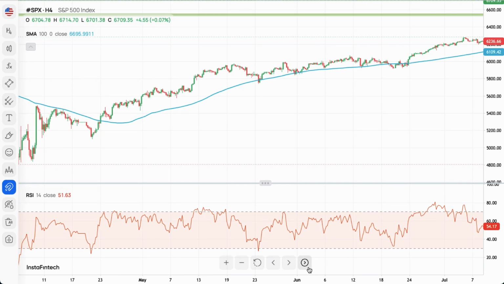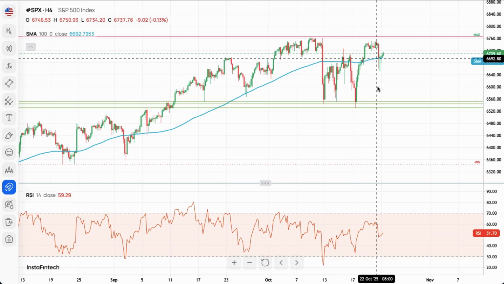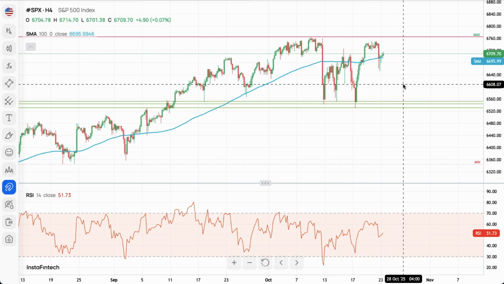Let me just go back to this. Yes, partial distribution is taking place, and the market might go sideways for quite some time right now. Obviously, in the background, the long term is up.